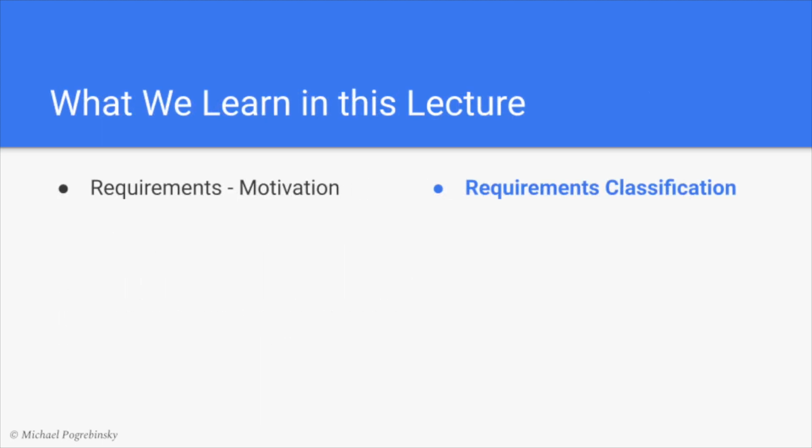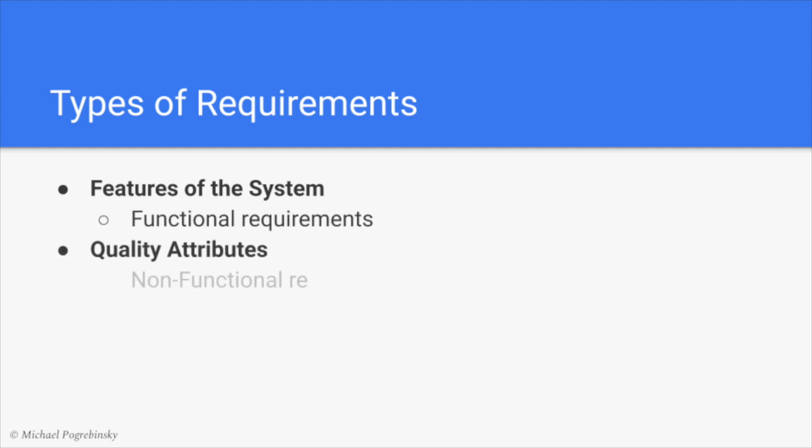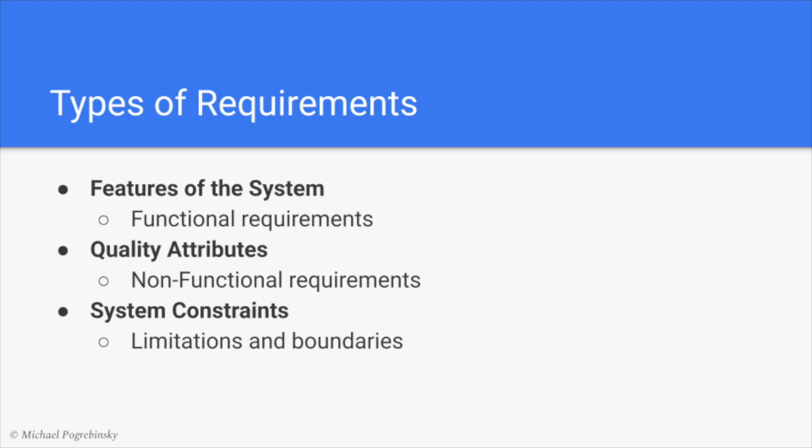So now that we got the motivation for system requirements, let's take a step further and learn to classify the requirements into a few categories, which have completely different effects on our architecture and design. The three main types of requirements are features of the system, also known as functional requirements, quality attributes, which are also known as non-functional requirements, and system constraints, which are basically the limitations and boundaries of the system. Let's start talking about the first type of requirements, the features of the system.